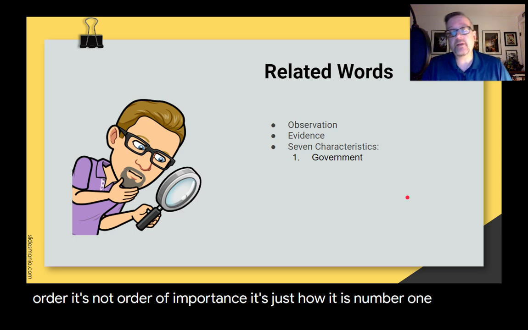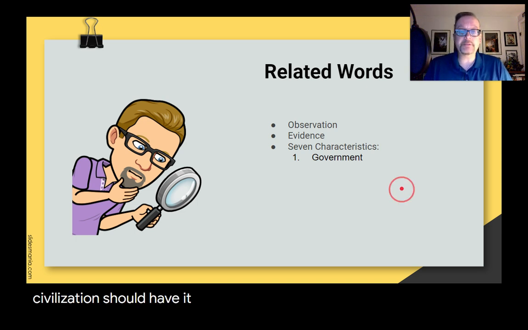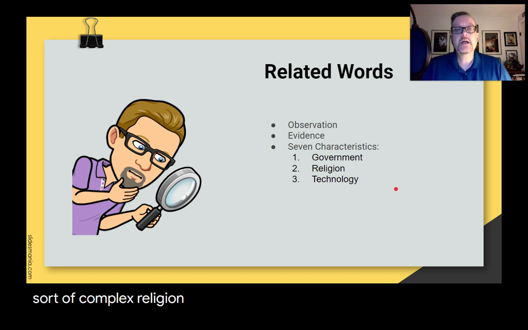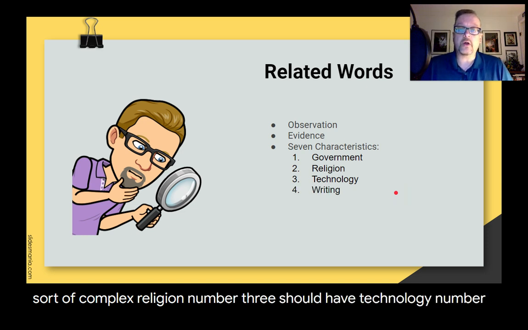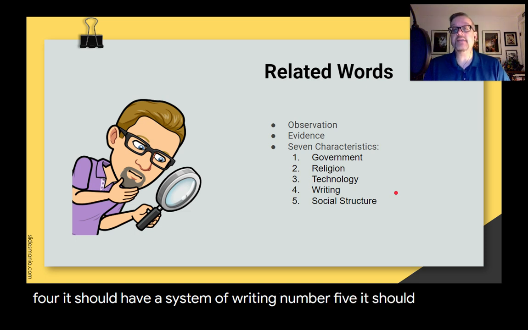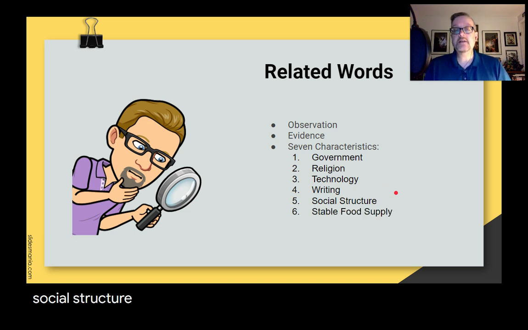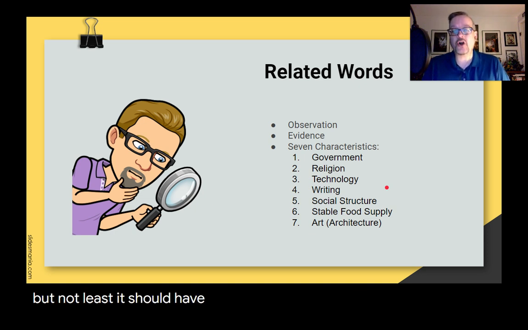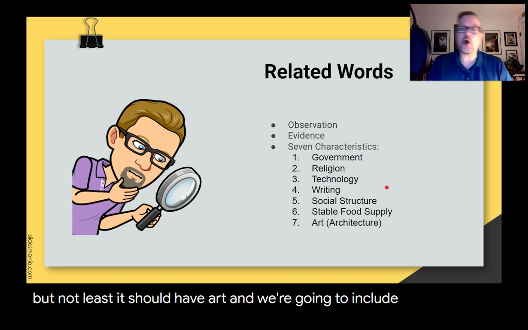Number 1, a civilization should have a government. Number 2, it should have some sort of complex religion. Number 3, it should have technology. Number 4, it should have a system of writing. Number 5, it should have a social structure. Number 6, it should have a stable food supply. And last but not least, it should have art, and we're going to include architecture in that.